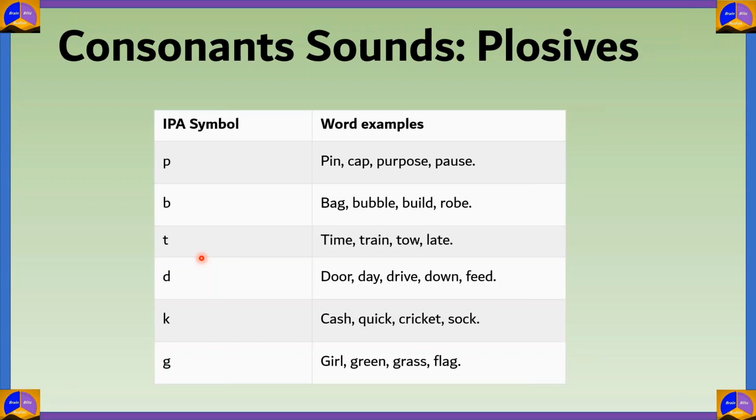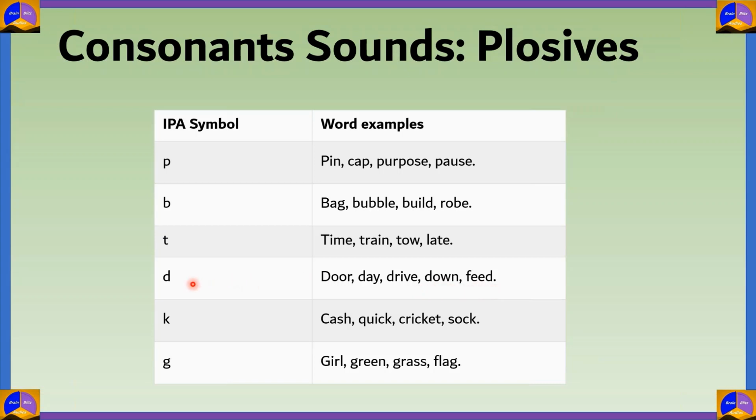The fourth IPA symbol representing a plosive is similar to the T sound. However, this sound also requires the straining of the vocal cords. It is voiced. So therefore, the sound that is represented by a lowercase d is the D sound, D, D. Now, this is mostly represented by the letter D in the Latin alphabet. Words such as door, day, drive, down, feed, etc.